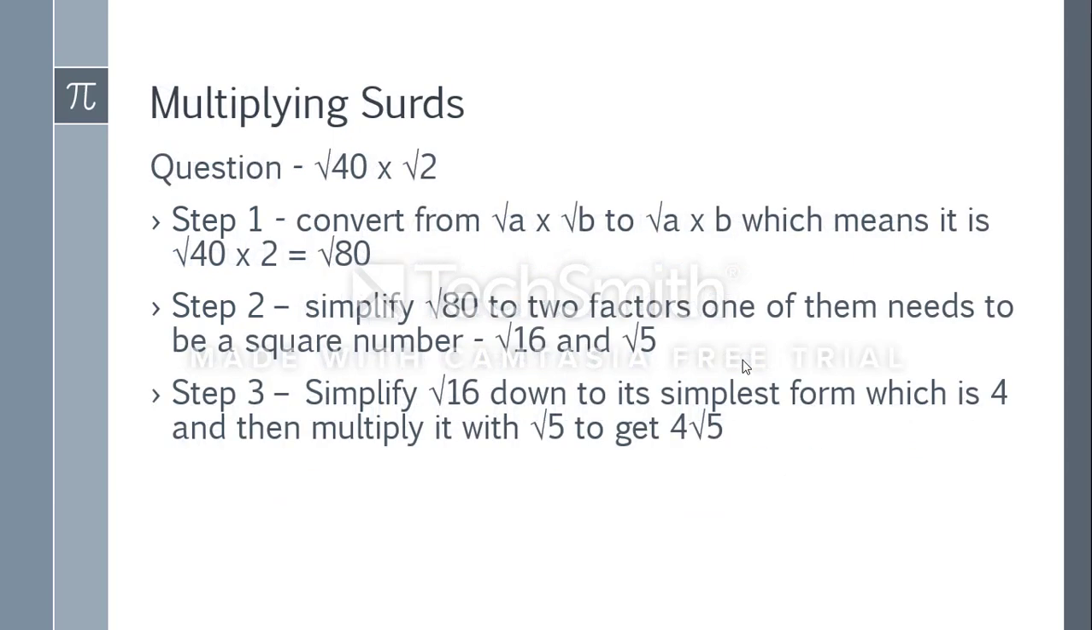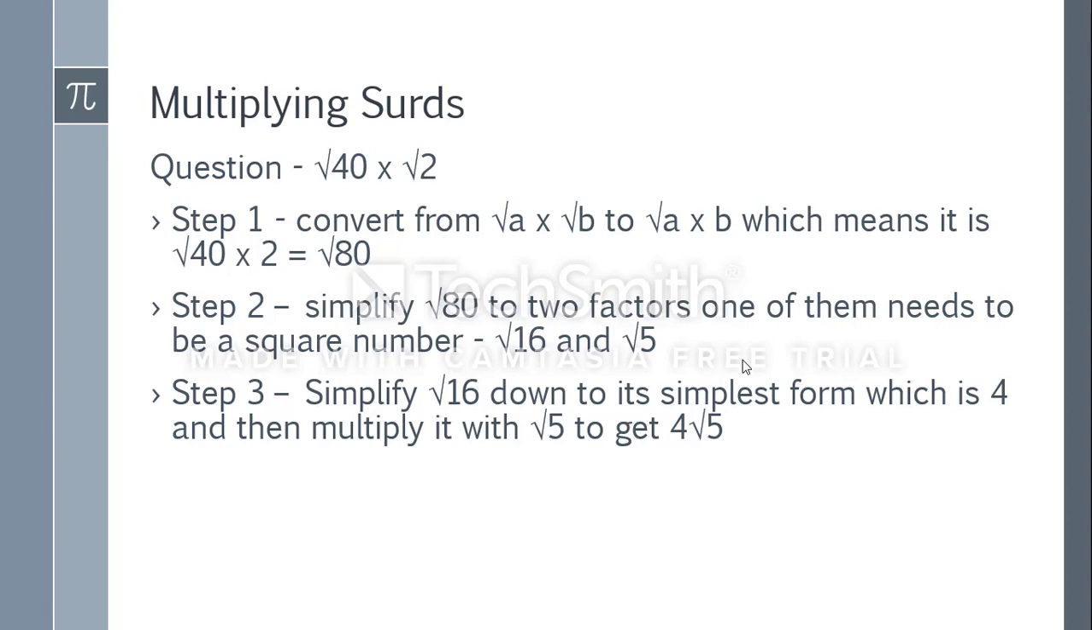So now we'll be looking at multiplying surds. So question 1 is root 40 times root 2. So step 1, we have to convert from root a times root b to root a times b, which means it's root 40 times 2, which is root 80.